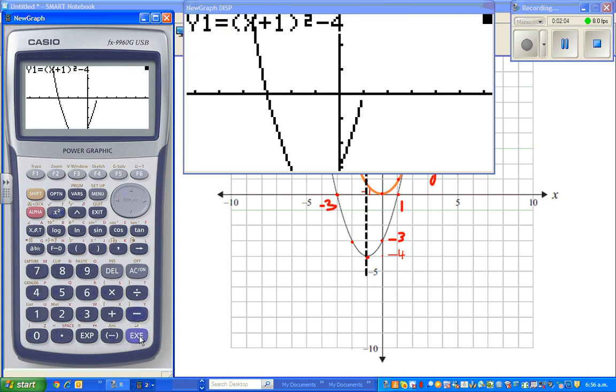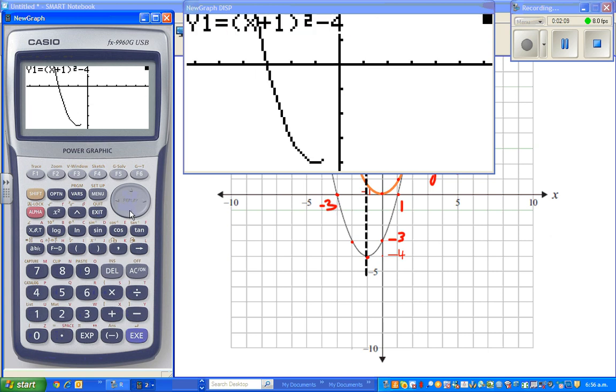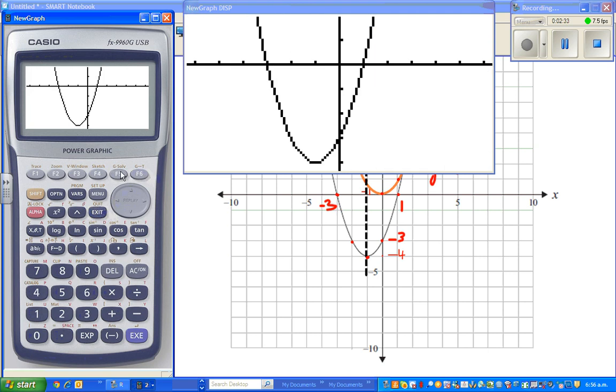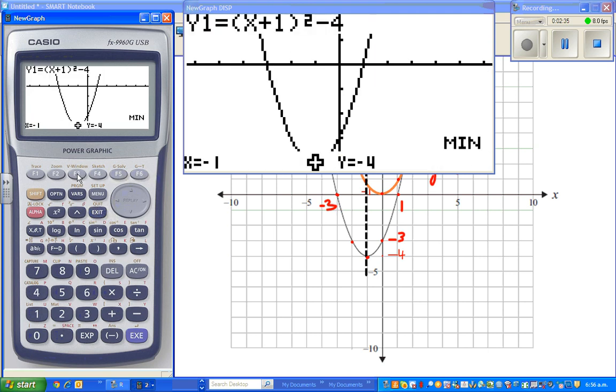Let me scroll it down. We'll confirm the vertex and the x-intercepts, which are called the roots. One root is negative 3, and the other root is 1. You can confirm the y-intercept: the y-intercept is negative 3. That's confirmed, and let us confirm the vertex, which is a minimum here. So that's confirmed.